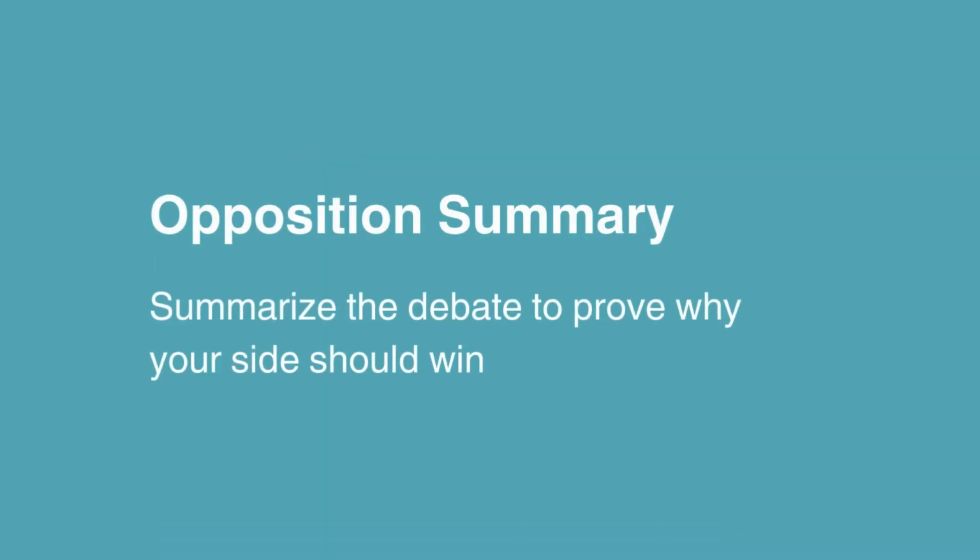Now we get into different territory. The first speaker on side opposition will return to give a summary speech. Their job is to summarize the debate and prove to the judge why they should win. The key word here is summarize. That means you're not allowed to bring in any new arguments. You can bring up new examples, new refutation, but you cannot create a new argument. If you do, the judge will discount it.